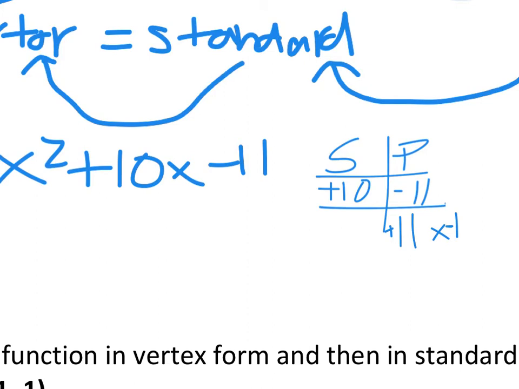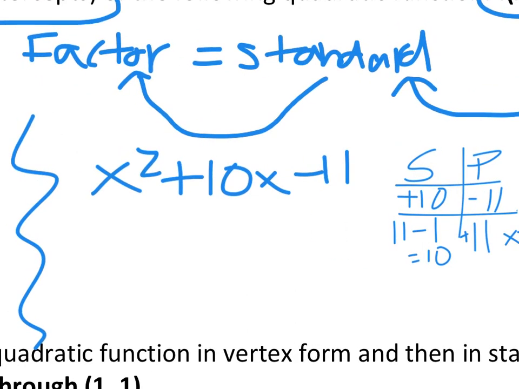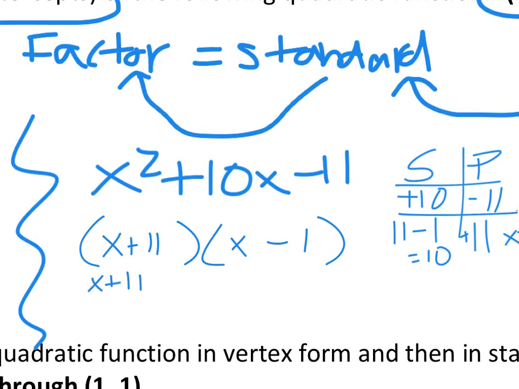That's all the rules that I've already taught you over and over again. So 11 minus 1 is 10. Now, because this is a simple trinomial, we just have to put our 2 brackets, x plus 11, x minus 1. And now our last unit was basically taking factoring and then doing one more step with it. So setting it equal to 0 to solve for the zeros. So x plus 11, x minus 1 equals 0.